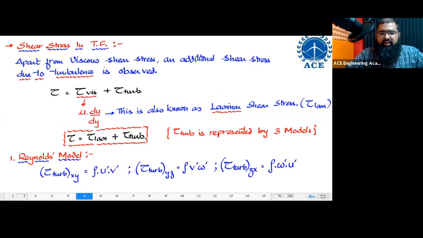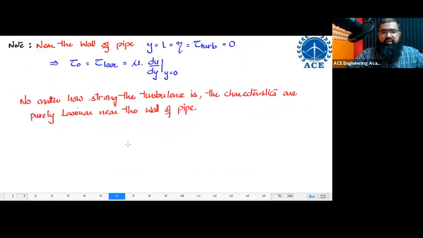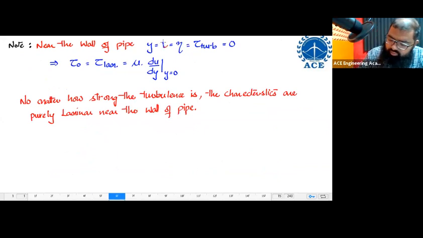I'll discuss about the thickness of pipe as we go forward. This is second slide. And this over here is a third slide. This over here is not 1, it is L, mixing length. This is L over here.